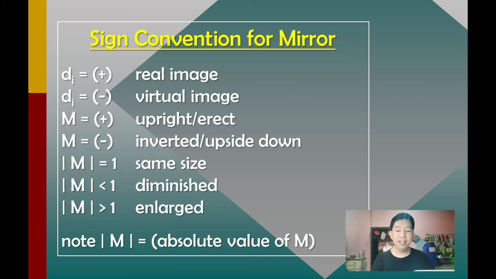If the absolute value of m is equal to 1, then the size is the same with respect to the object. Kapag naman ang absolute magnification natin is less than 1, then the image is diminished, lumiit compared to the object. At kapag ang absolute value of the magnification is greater than 1, meaning to say the image is enlarged, lumaki ang image natin with respect to the object.